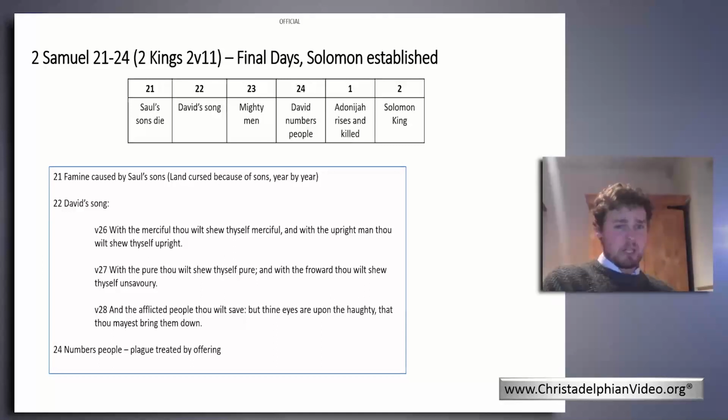And so he says that with the merciful thou wilt show thyself merciful, and with the upright man thou wilt show thyself upright. It's the same message. With the pure thou wilt show thyself pure, and with the froward thou wilt show thyself unsavoury. And the afflicted people thou wilt save, but thine eyes are upon the haughty, that thou mayest bring them down.